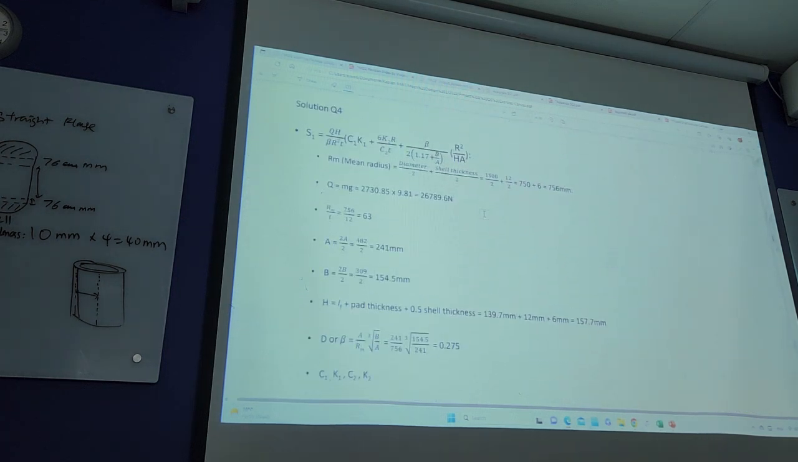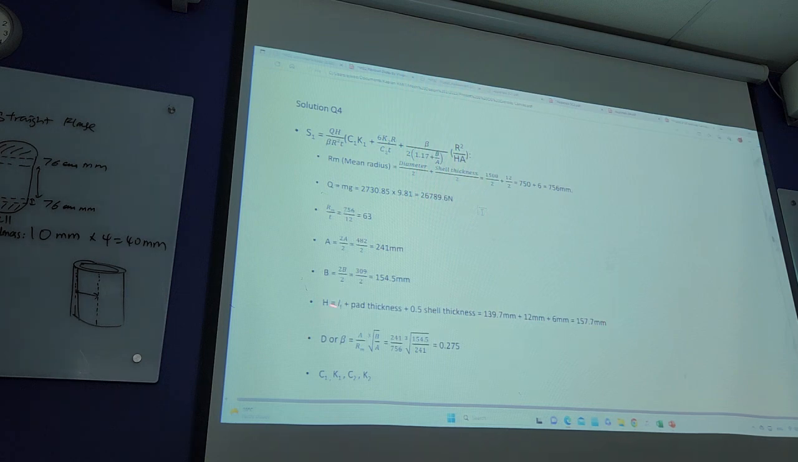Alright, so over here you can see R over T is 63 mm. Alright, so A, just divide 482 over 2, get 241. B, 309 divided by 2, you have 154.5. H, alright, you have your 5.5 inch plus a back thickness similar to your shell thickness 0.56, altogether 157.7 mm.